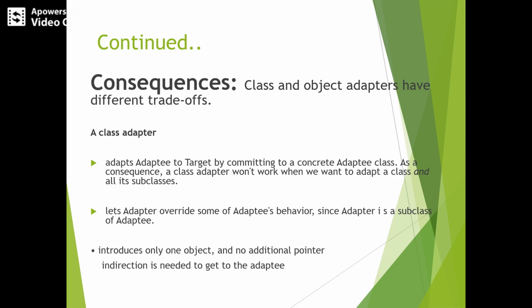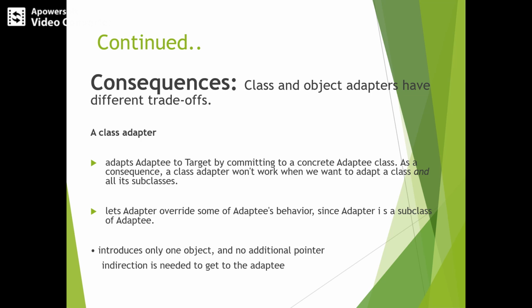It lets the adapter override some of the adaptee's behavior, since the adapter is a subclass of the adaptee class. Similarly, it introduces only one object, and no additional pointer indirection is needed to get to the adaptee, because the adapter will call the adaptee instance and fulfill the request.